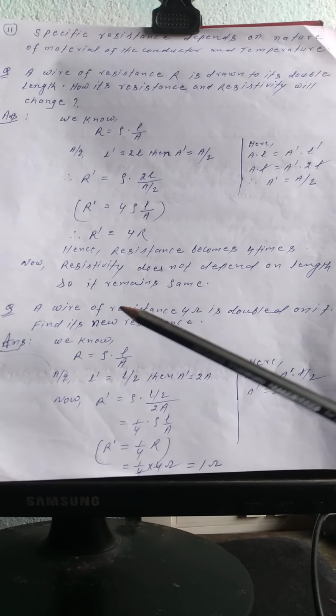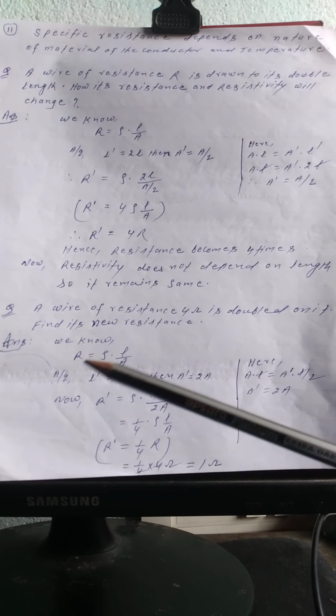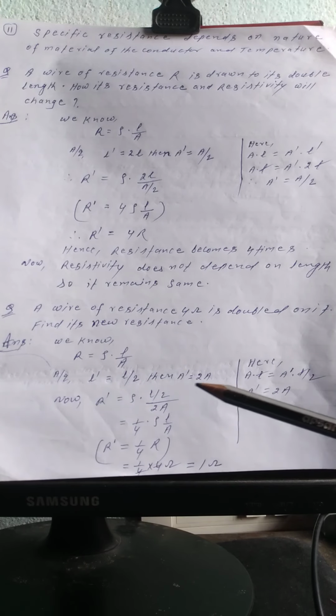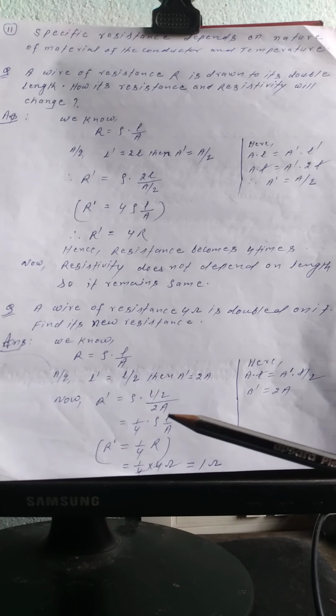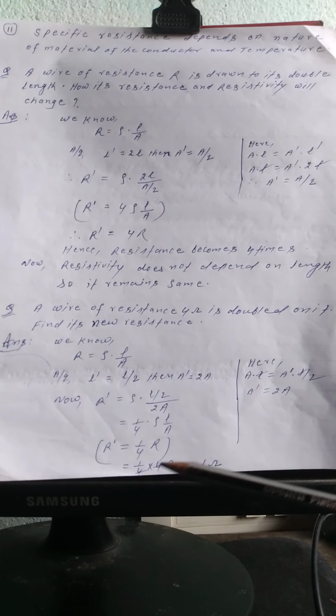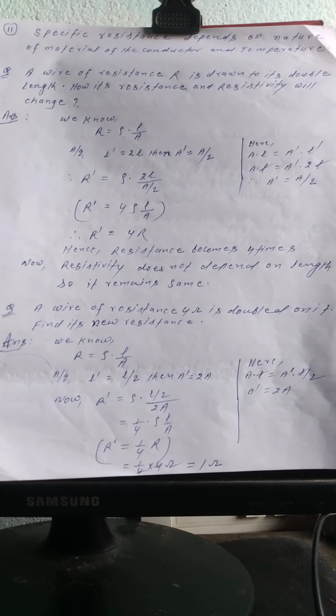Now next question. A wire of resistance 4 ohm is doubled on itself. Find its new resistance. We know that R is equal to rho into L by A. According to the question, L dash is equal to L by 2, then A dash is equal to 2A. Now R dash is equal to rho L by 2 divided by 2A, that is 1 by 4 rho into L by A. Rho into L by A is equal to R. Now 1 by 4 R, given R is 4 ohm, that is equal to 1 ohm. So the resistance in this case becomes 1/4.